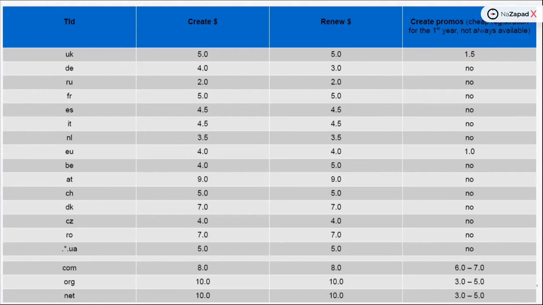registry, so this is the bottom lower price you can ever get the domain, so they don't sell at a loss. If you look at this, you see that actually most ccTLDs, the larger countries, UK, RU, and all the other big countries, they're actually cheaper. Some are much cheaper than .com.